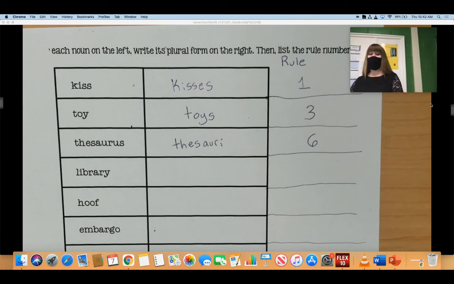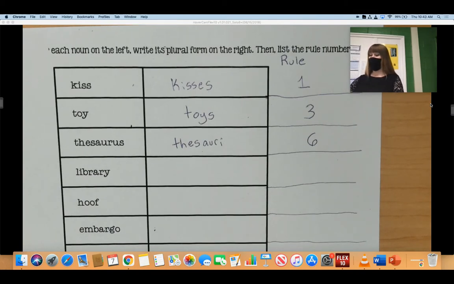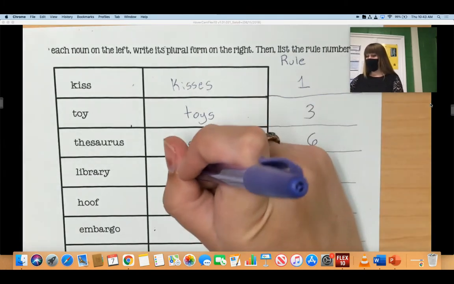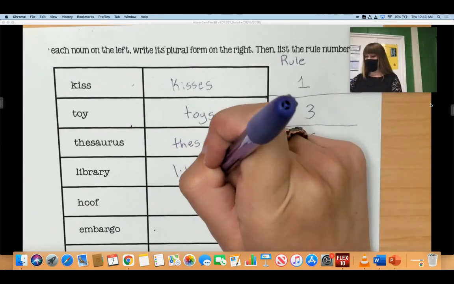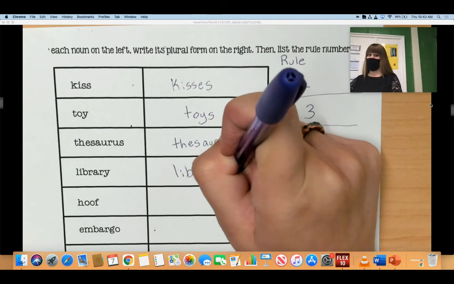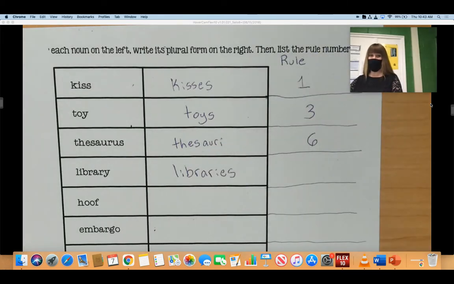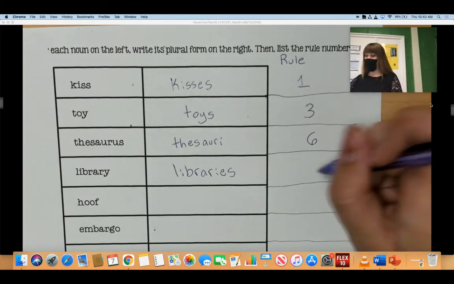Library, that is the rule where we take off the y and add ies to make libraries. Libraries. And that is rule number 2.